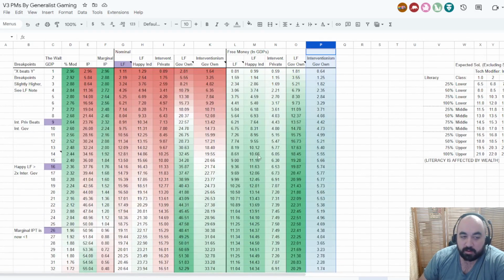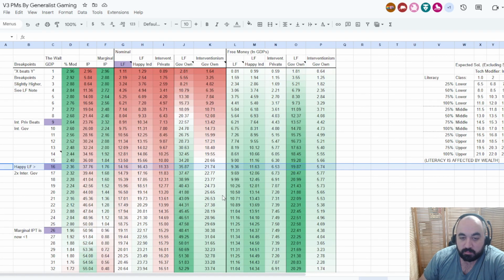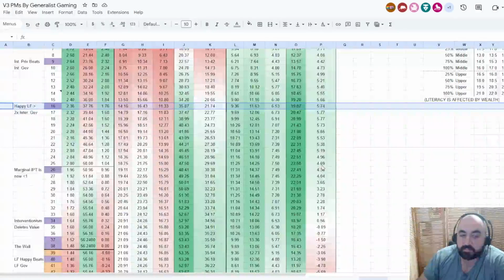But in particular, I wanted to point out some breakpoints. At 16-ish million GDP, happy laissez-faire will be twice as good as government intervention ownership, which is a very, very considerable uptick in terms of the free money. And a big part of this is, again, that it's really not that big a margin of difference between 30% and 50%, and interventionism is deleting money.